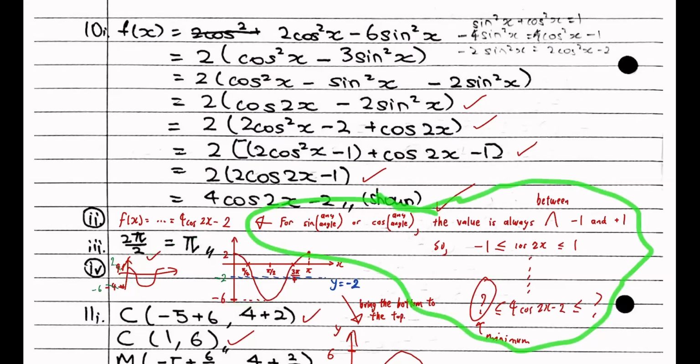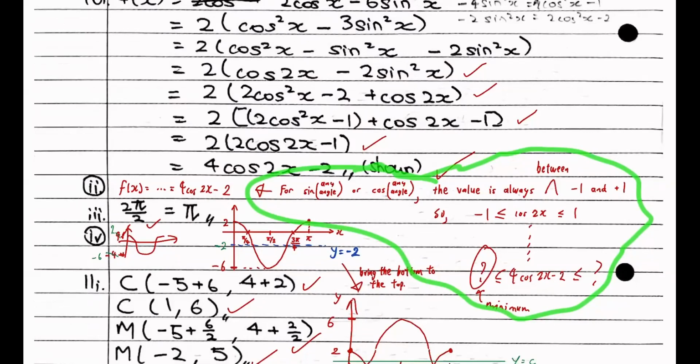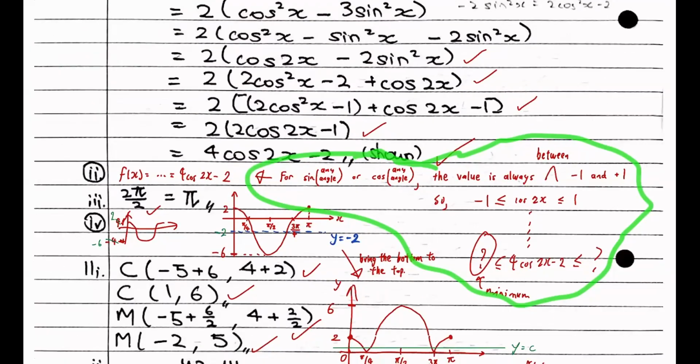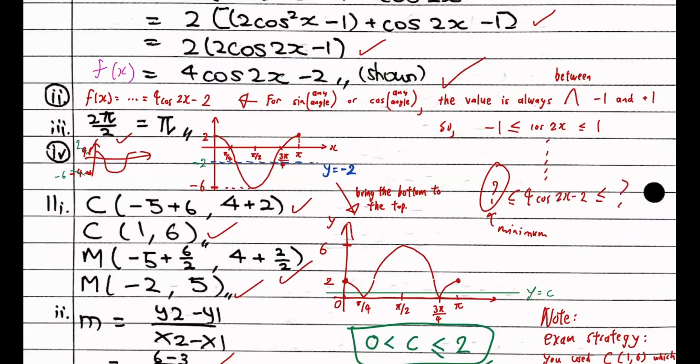I give you some hints here. You want to read? For sine or cosine, usually always in between -1 and +1. So 4 times -1 is -4. Minus 2 gives -6. Very good, -6. Yep. You times 4. I'll just show you the working. 4 times cosine 2x, so it's bounded between -4 and +4.